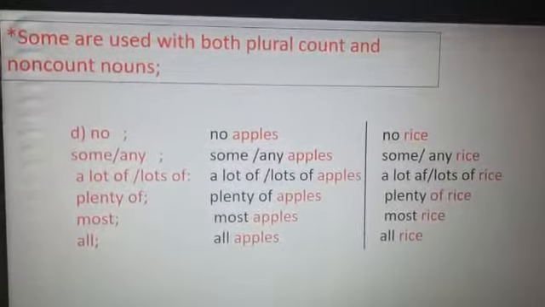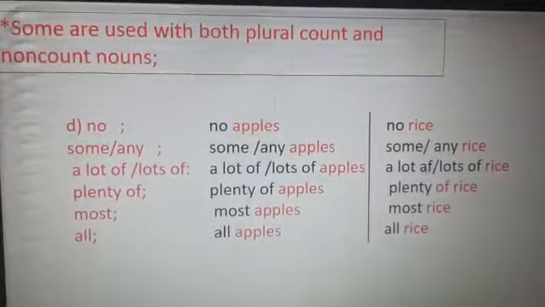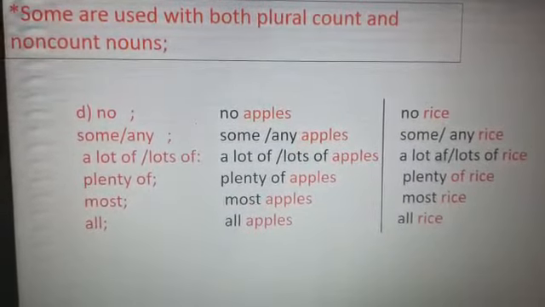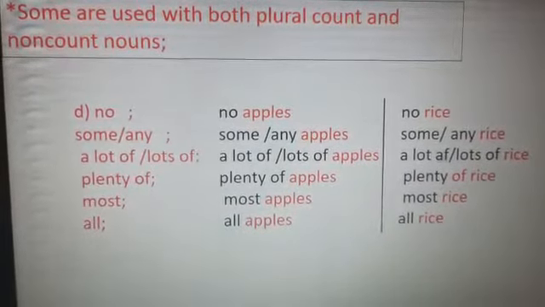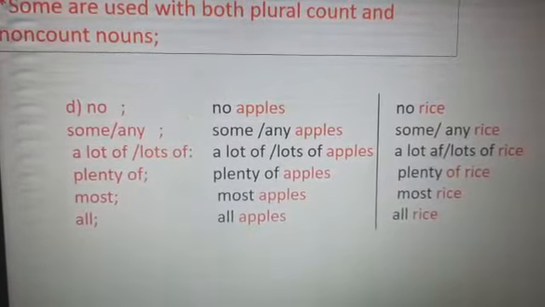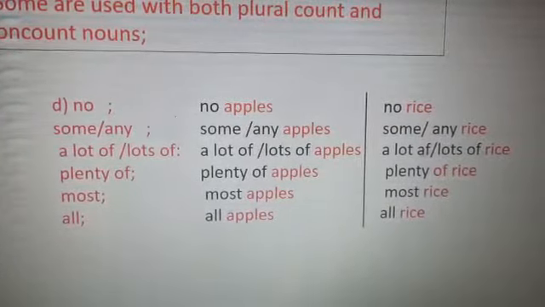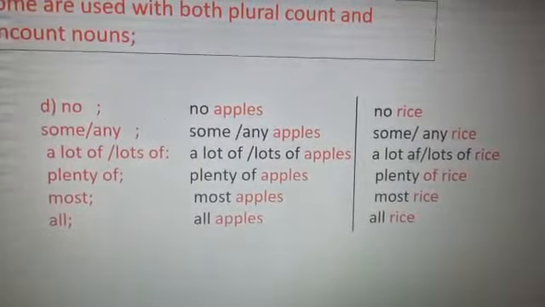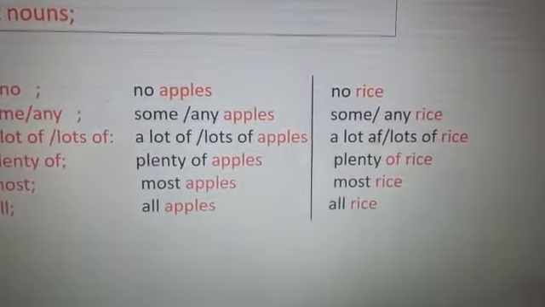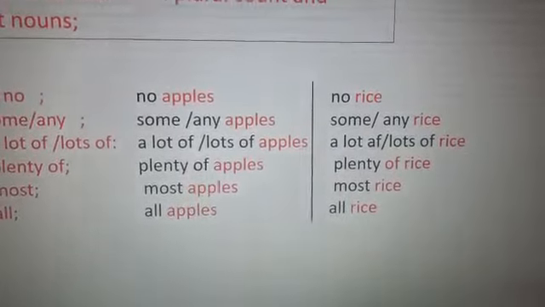Some are used with both plural count nouns and non-count nouns. For example, we use no, some, any, a lot of, lots of, plenty of, most, all. For example, no apples. Apples is a count noun, it's plural. No rice. We can say no rice. Rice is an uncountable noun.